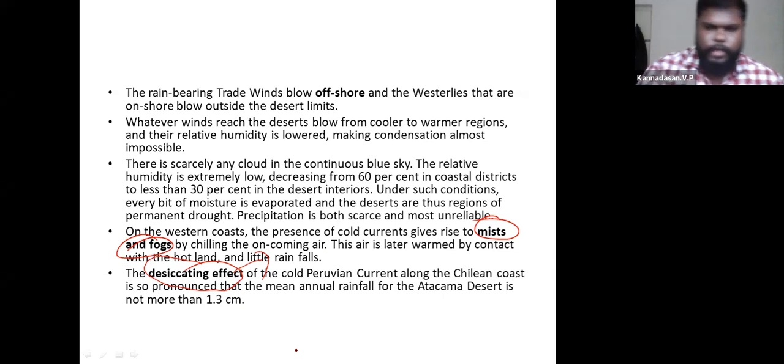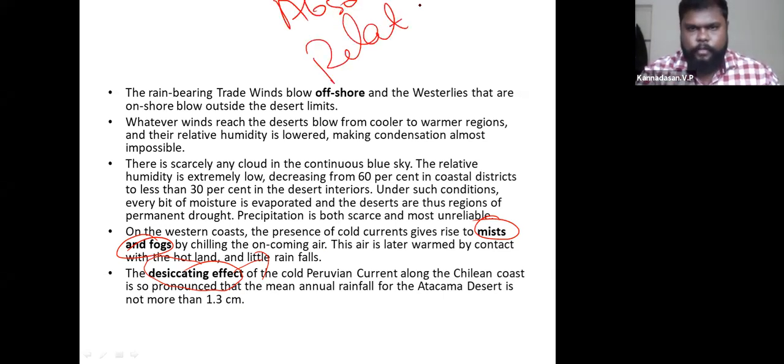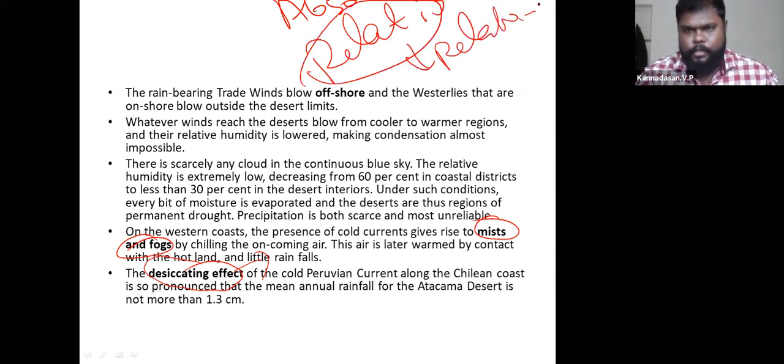See, different humidities are there. Absolute humidity is there. Relative humidity is there. Now we have to concentrate on only relative humidity. Relative humidity is the measure of how much a wind can hold humidity and how much it is holding currently. The difference is called relative humidity. Relative humidity is nothing but how much a wind can hold humidity or water vapor and how much it is holding currently.